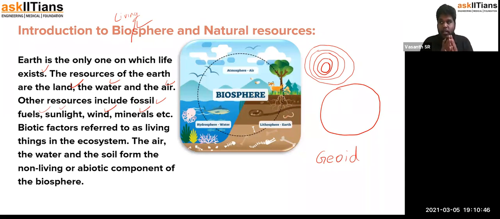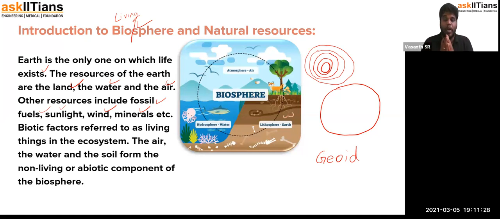Now the biosphere and the natural resources are basically divided into two: the living and the non-living. The constituents are basically classified into two kinds, the living and the non-living stuff. The living stuff is called biotic components, and the non-living stuff is called abiotic components. When we see the living components, they are just the materials which are actually living, like human beings, and then other animals, insects and microbes, and then plants, trees, grasses, and everything.